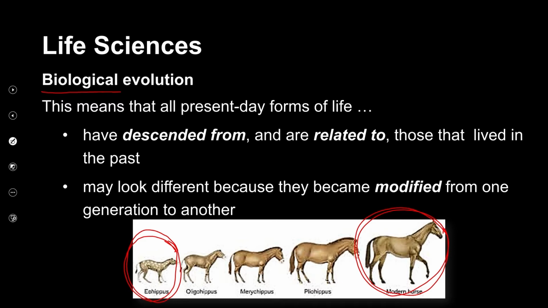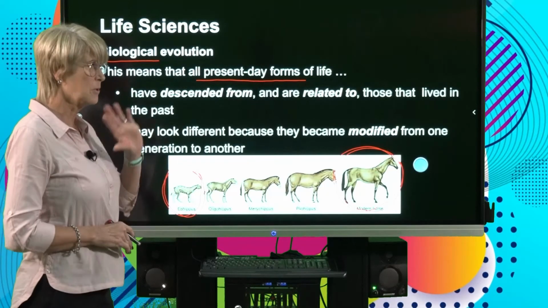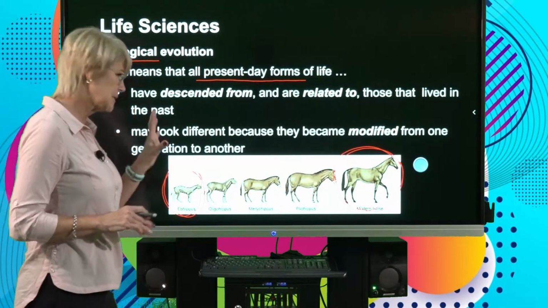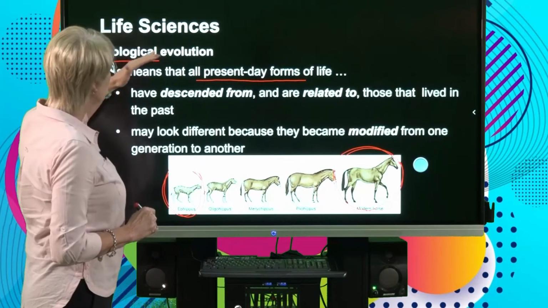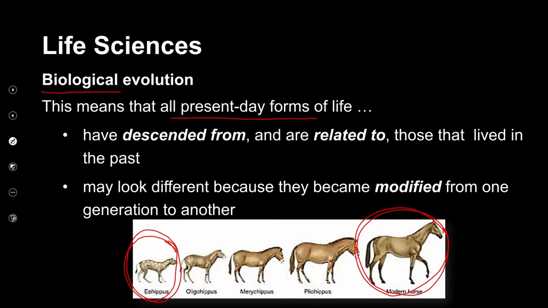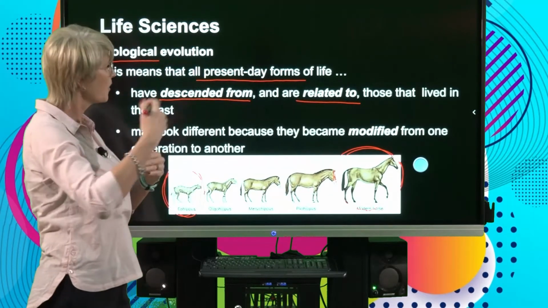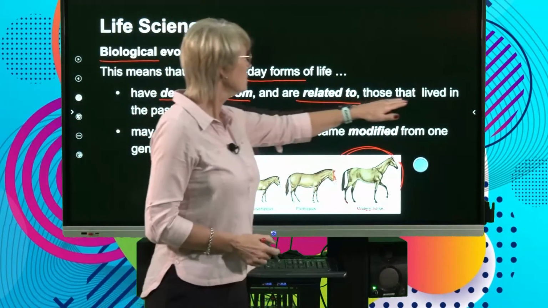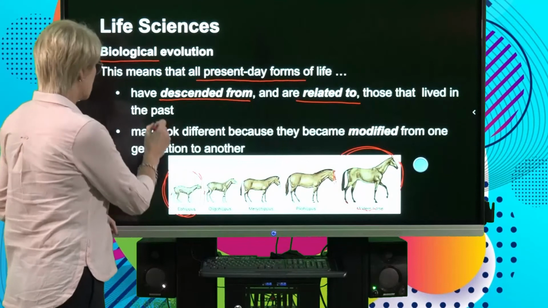If we have a look at the actual definition, it basically means that all present day forms, so everything that we see on the earth today, all the living organisms, all the plants, all the animals, all the unicellular and multicellular organisms, have descended from, in other words, they've come from something in the past, and they are related to all of those that lived in the past.